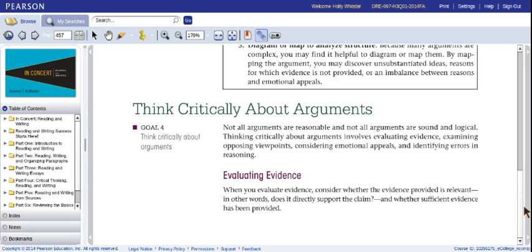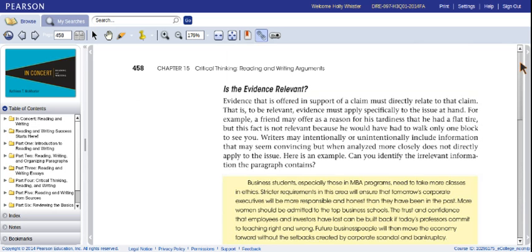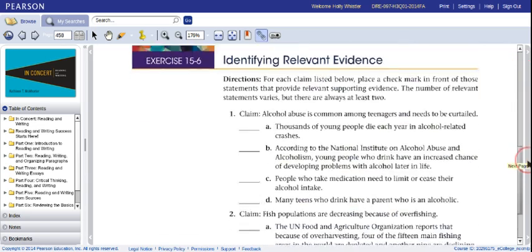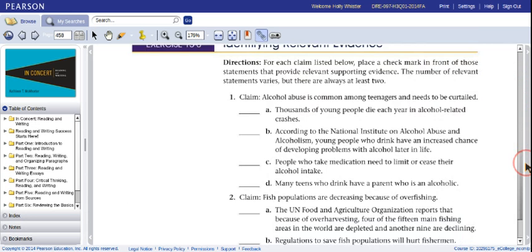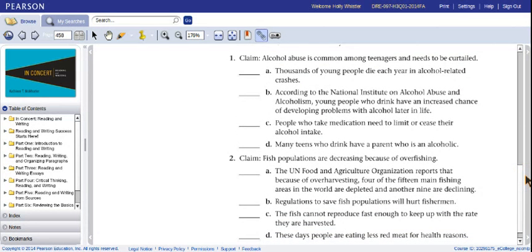Now, as you read arguments, one thing to think about is to evaluate how strong the evidence is and whether it is relevant. Sometimes you'll get evidence and the writer's trying to throw you off or manipulate you. So be sure that you are able to do that. So if you take a look at, for instance, alcohol abuse is common among teenagers and needs to be curtailed. So thousands of young people die each year in alcohol-related crashes. According to the National Institute on Alcohol Abuse, young people who drink have an increased chance of developing problems. People who take medication need to limit or cease their alcohol intake. Many teens who drink have a parent who is an alcoholic. So for instance, take a look at C. C has nothing to do with teenagers. It's just people in general. So that one is irrelevant and off topic.